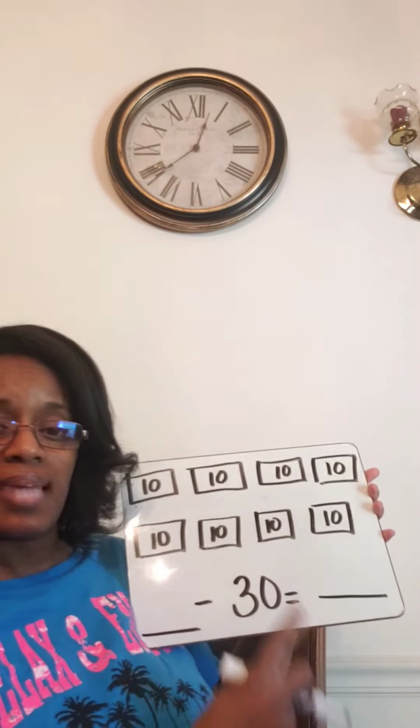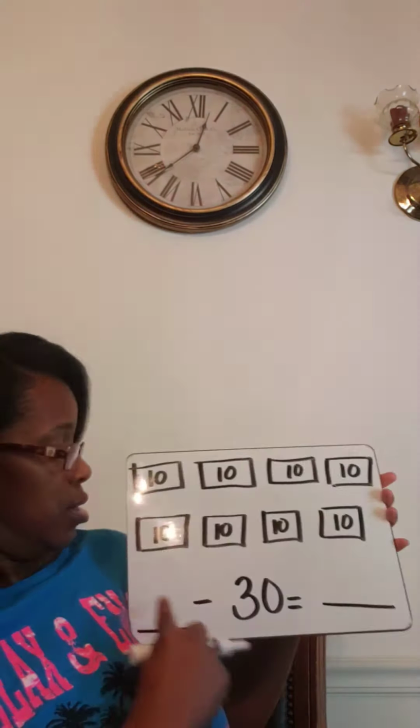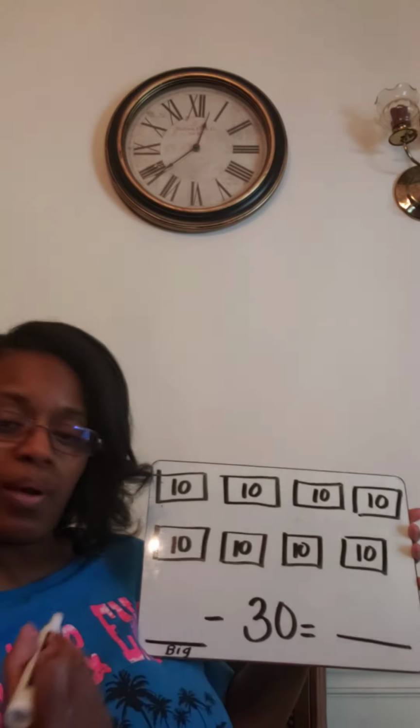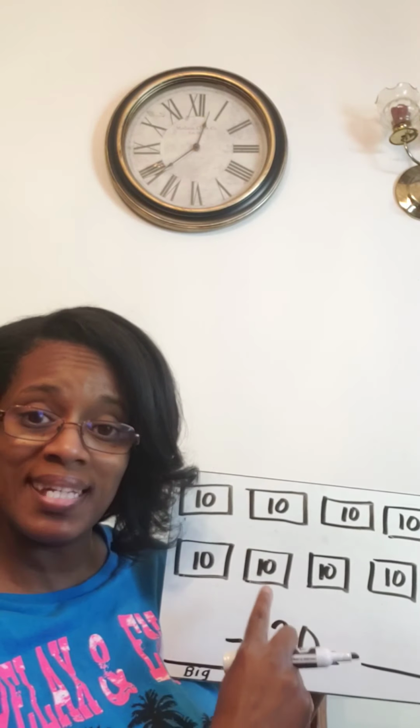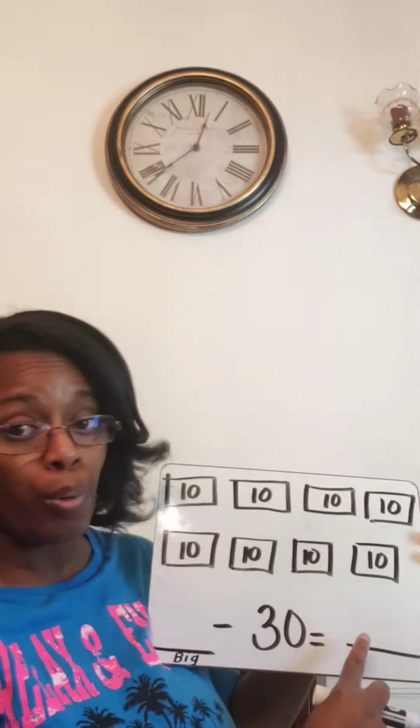Okay, let's see, almost done. All right, let's see what we have. And then let me give you a number sentence. Let's do 30. All right, so let's go ahead and look at this. Remember, this is our number that is missing. When we're subtracting, the biggest number goes first. So I'm going to write the word big right there. And then we know we're taking away 30, or we're taking away 3 tens. And then we don't know how many are left. We're going to find that out. So I'm going to write the word left right there.